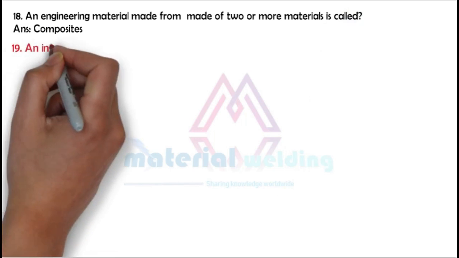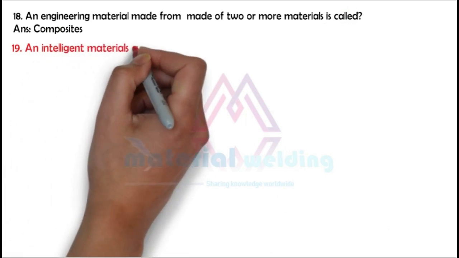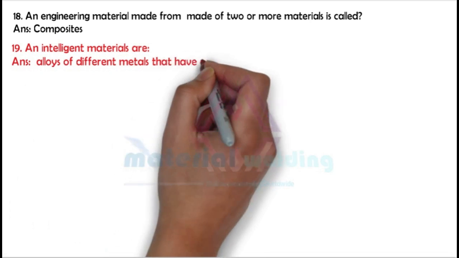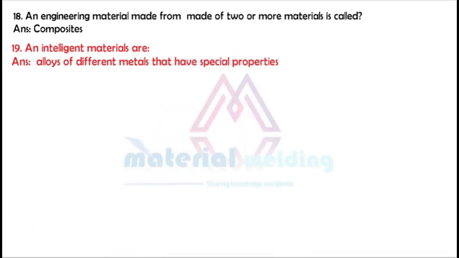Next, what is an intelligent material? They are alloys of different metals that have special properties. For example, these auto darkening glasses, which are common nowadays in fashion, like when we go outside in the sunlight, they become dark automatically. So that is an intelligent material.